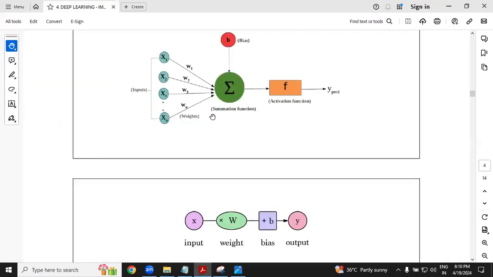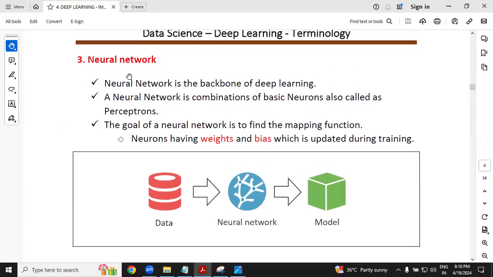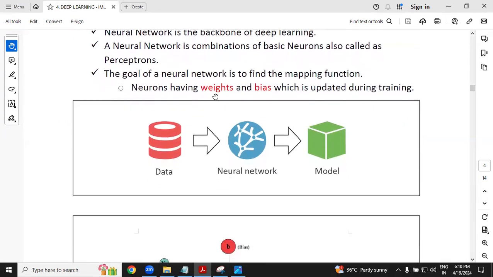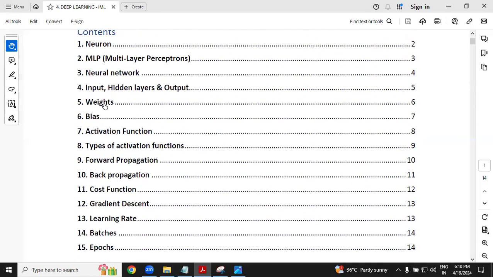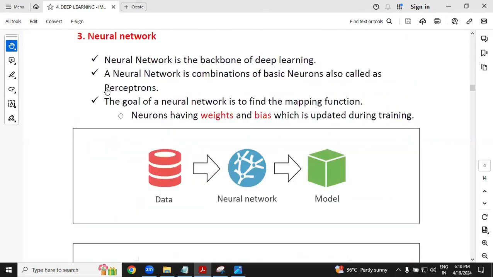Till now we have covered three points: neuron, MLP, neural network. These terminologies will help you understand the deep learning example. During the deep learning example, I will talk about the weights, so you don't need to be surprised. Weights would have a separate discussion if you want. Please focus so that you understand very clearly. Neural network, we are done with this one.